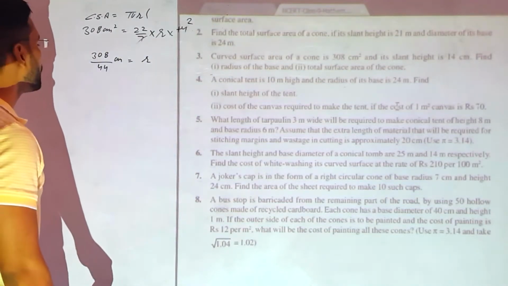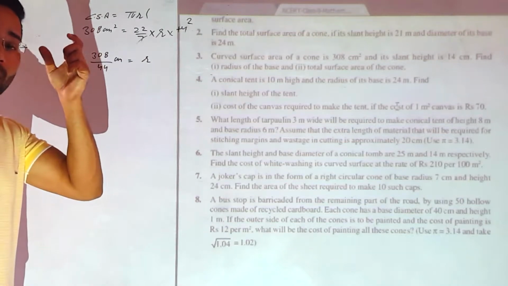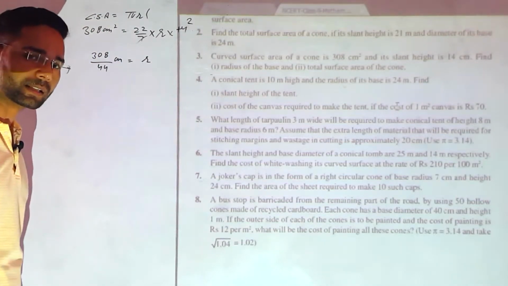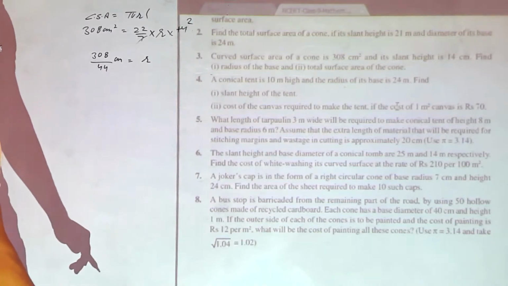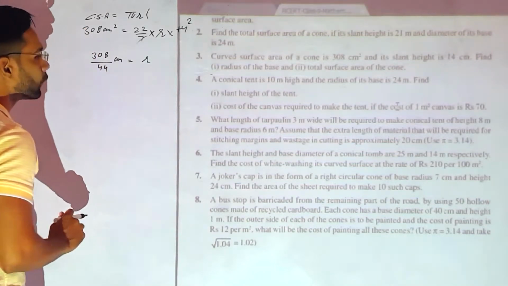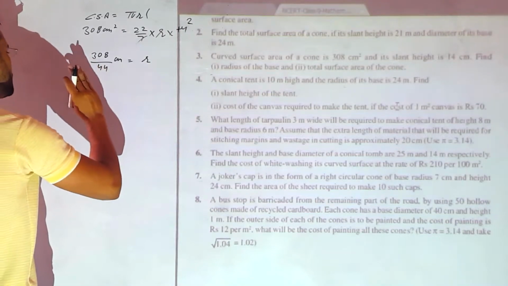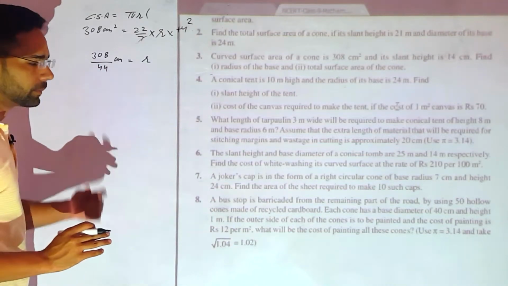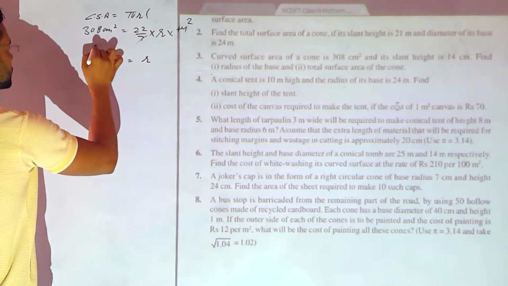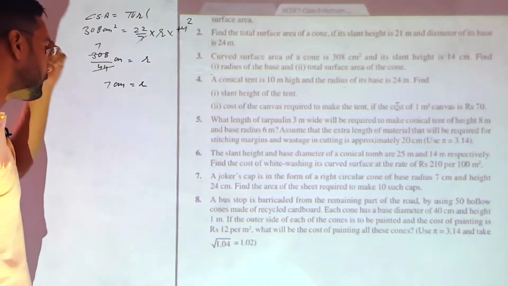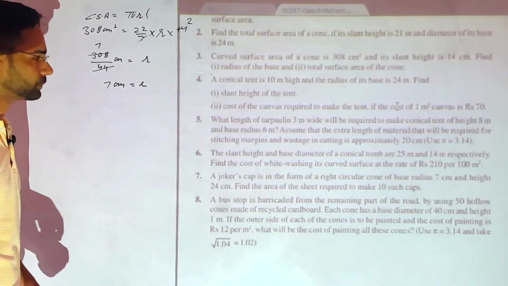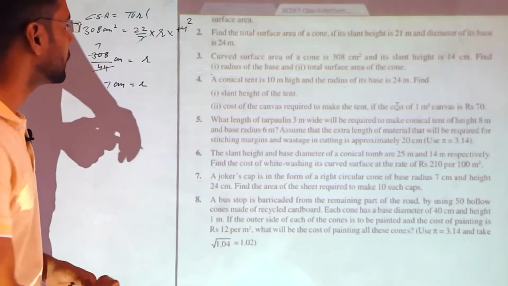Now cut it from 44. If you know the table of 44, then you can cut easily. If you don't know, then you have to cut from the 11 and 4 both. So try it from 44: 7 times 44 is 308. Okay, done.